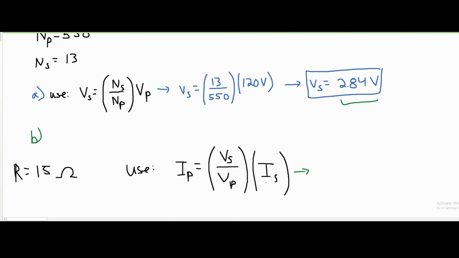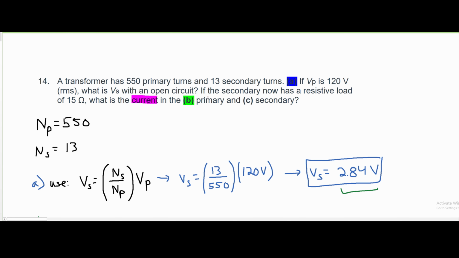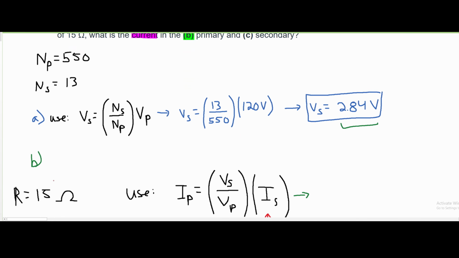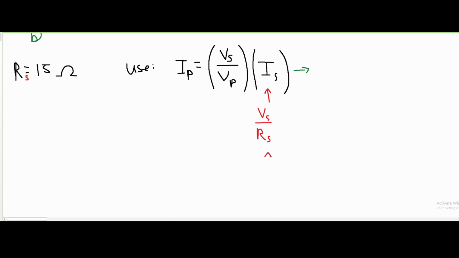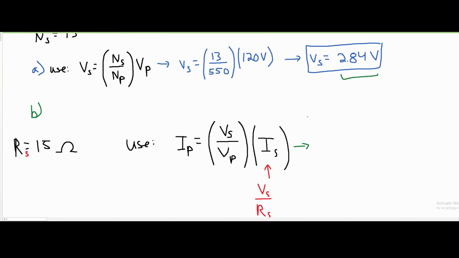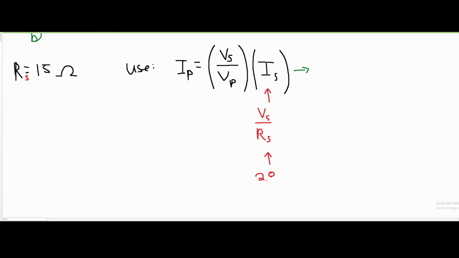We don't know the secondary current, but we do know that I is equivalent to voltage over resistance. In particular here, voltage of the secondary divided by resistance of the secondary. And we were told that the secondary now has a resistive load of 15 ohms. So this is actually our secondary. So in here, we'll have our V secondary, which we found in part A right here, to be 2.84 volts over our R secondary, which we were given as 15 ohms.